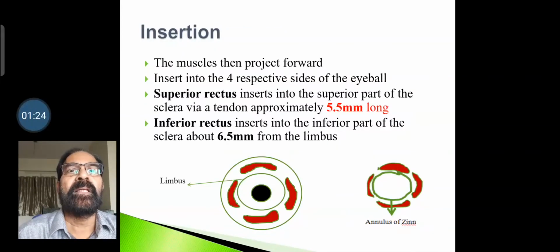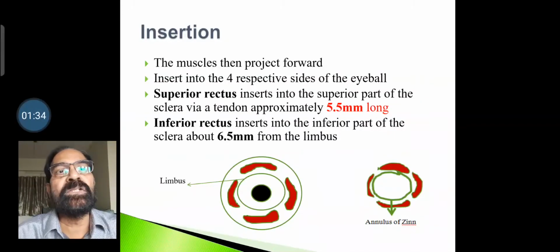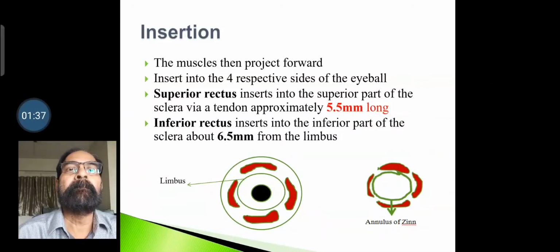Insertion. The muscles then project forward and insert into 4 respective sides of the eyeball. Superior rectus inserts into the superior part of the sclera via a tendon approximately 5.5 millimeters long. Inferior rectus inserts into the inferior part of the sclera about 6.5 millimeters from the limbus. You can see the limbus, that is the junction of the sclera and the cornea, that is called the limbus.